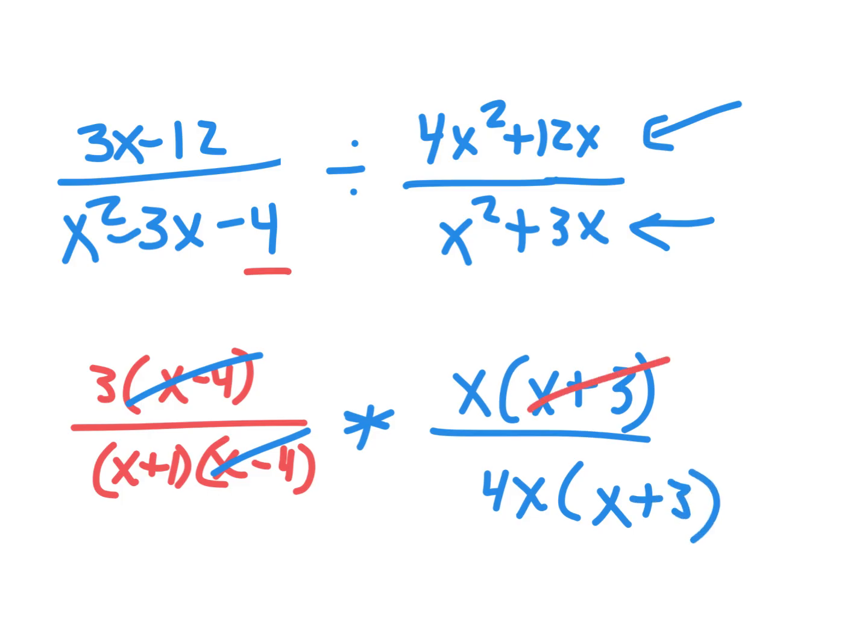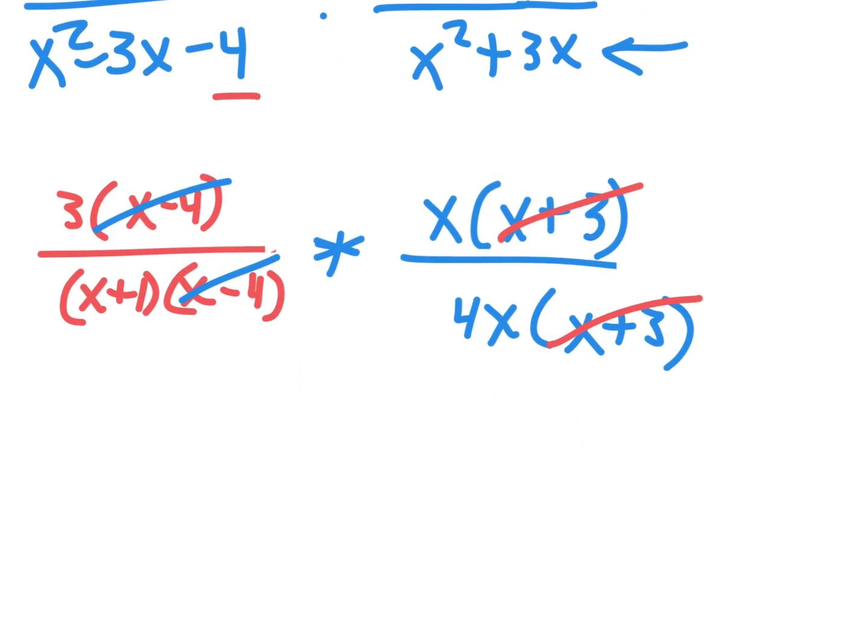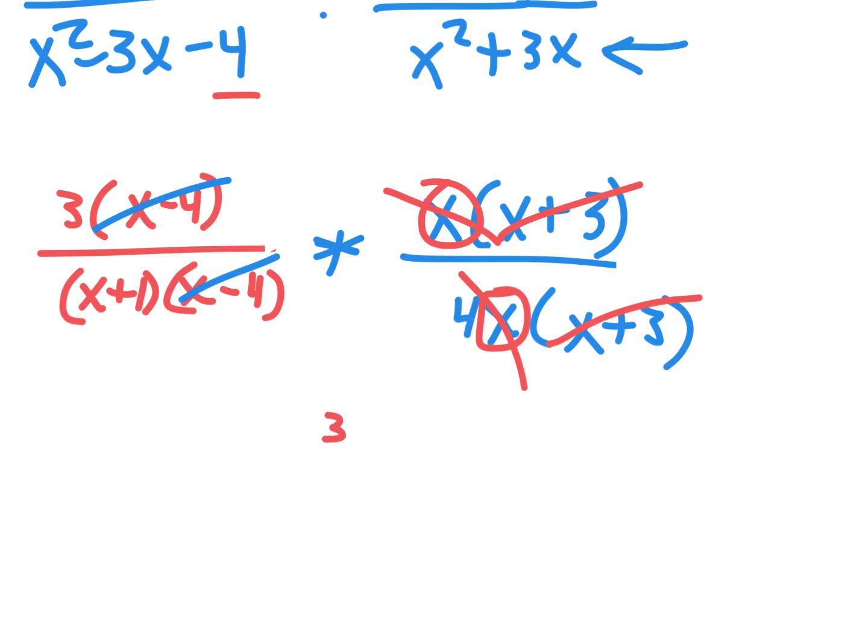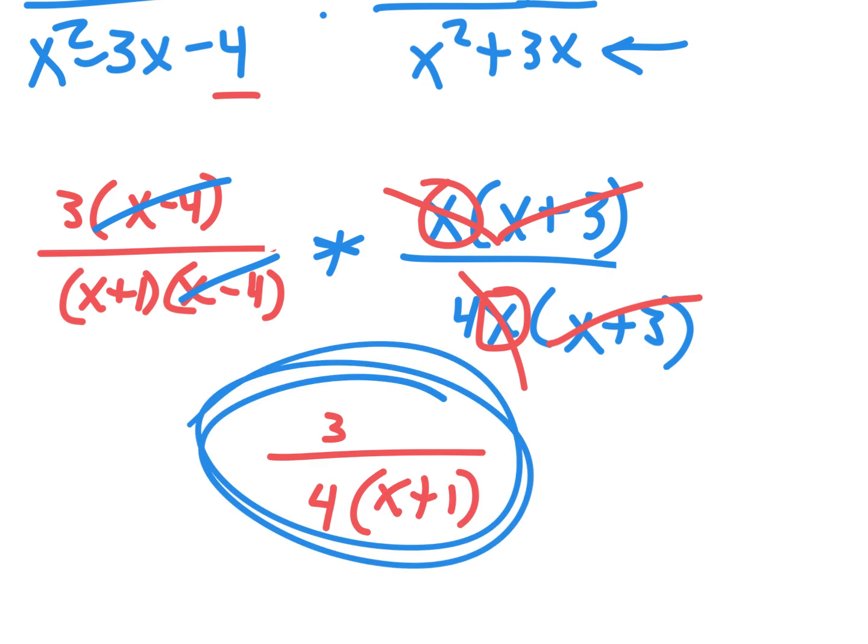Now, here's a really common oops. People, for some reason, just don't see these two, and those two cancel. Final answer, 3 on the top. Nothing else up there. And 4 parentheses x plus 1. Could you multiply it out? Yeah, but if you can factor it, you should. There we go.